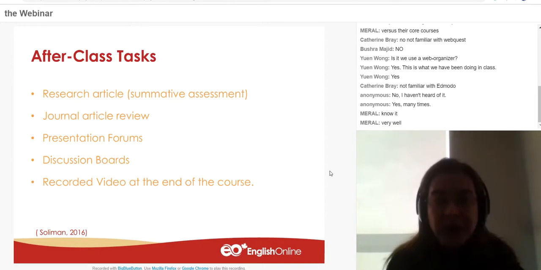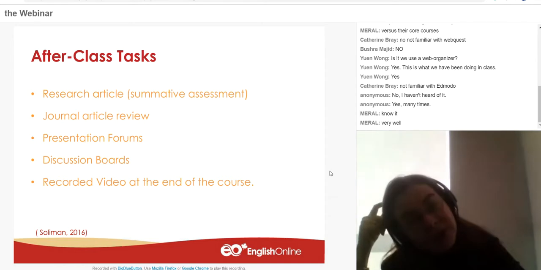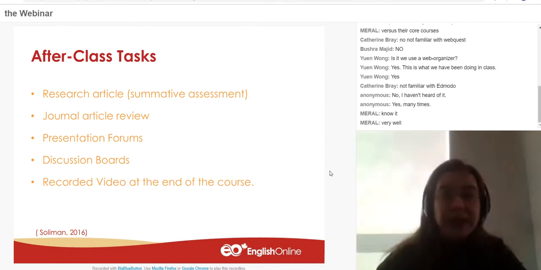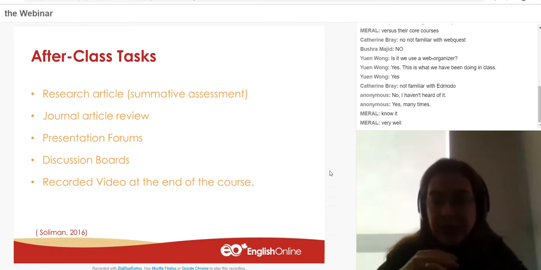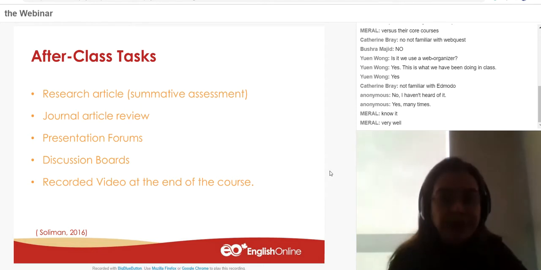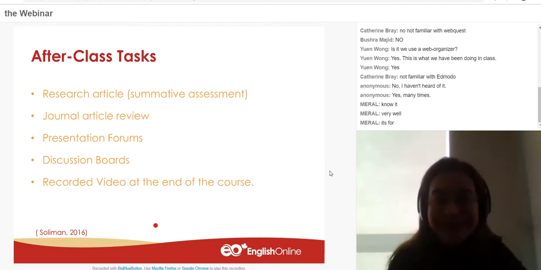So any questions about the three phases for the tasks? The pre-, the in-, and the after-class tasks. All this is related to the flipped model. Cool, everything is cool.